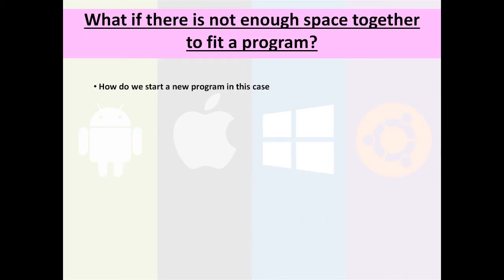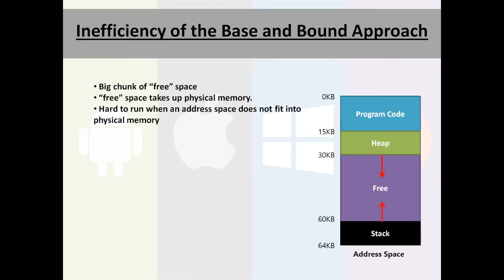Now, with this approach, what if there is not enough space together to fit a program? So we use these base and bounds to indicate basically the dimensions of a process. But what if there's not enough space to fit a program? What do we do then? How do we start a new program in this case? Well, this problem basically describes the inefficiency of the base and bounds approach.